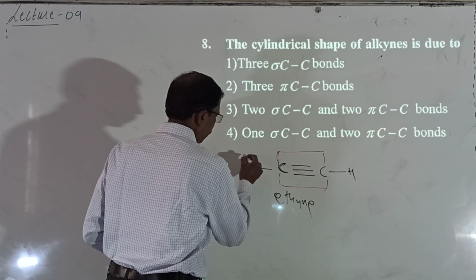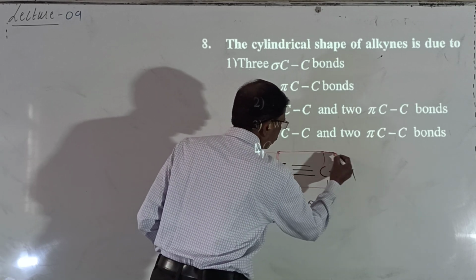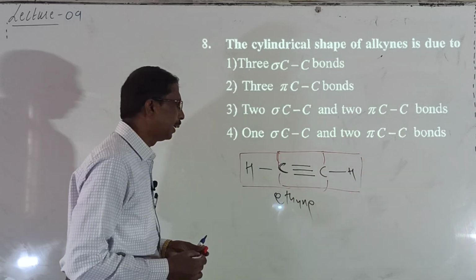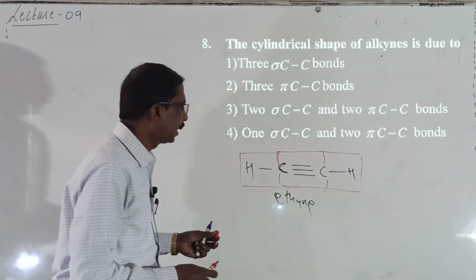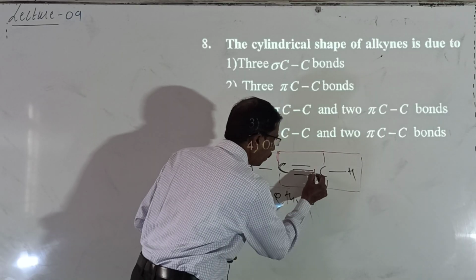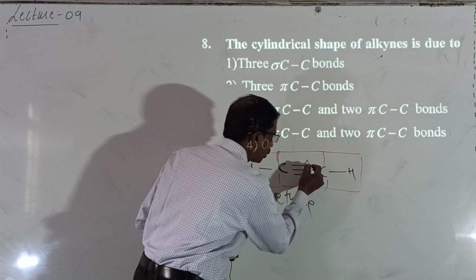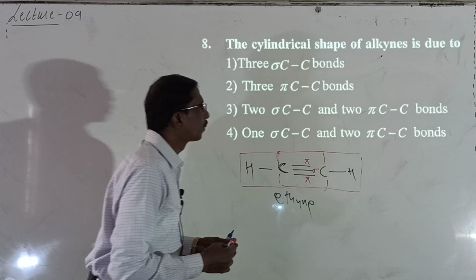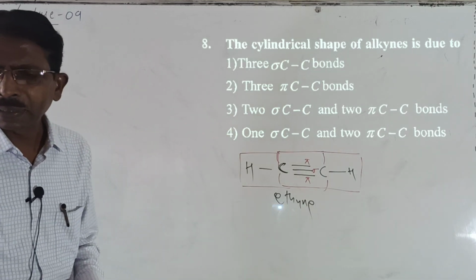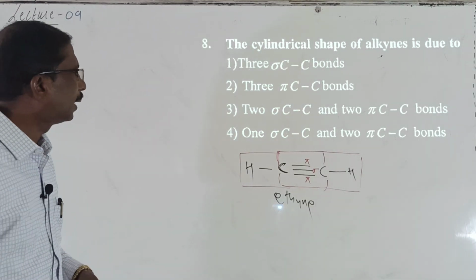Look here, it is a cylindrical shape, linear, and the cylindrical shape is, here it is 1 sigma bond and here it is 2 pi bonds. So what is the answer here?